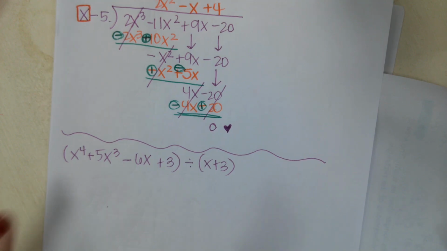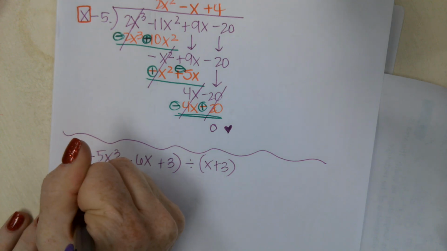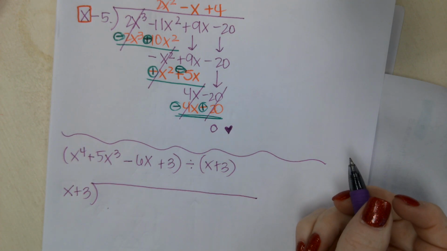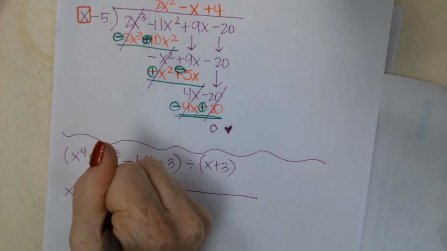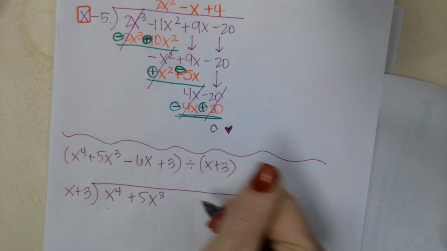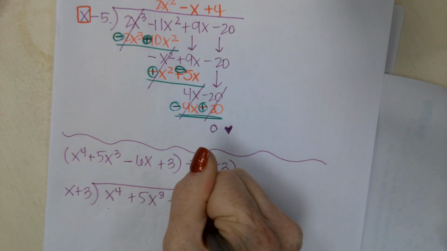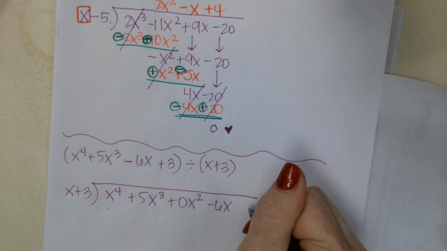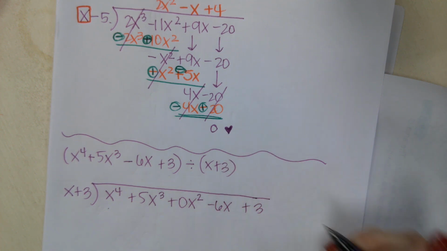Okay? I am missing an x squared term. But when I do my polynomial division, friends, you have to have something there as a placeholder. So I'm going to have x to the 4th plus 5x cubed plus 0x squared minus 6x plus 3. Okay? And I am looking at this x.